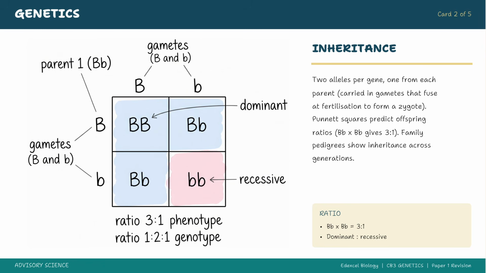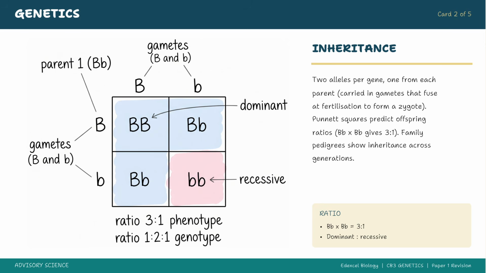A Punnett square is a simple grid used to predict which alleles offspring could inherit from their parents. If both parents carry the genotype big B, small b, there is a 3 in 4 chance of a child showing the dominant characteristic, and a 1 in 4 chance, or 25%, of showing the recessive characteristic.